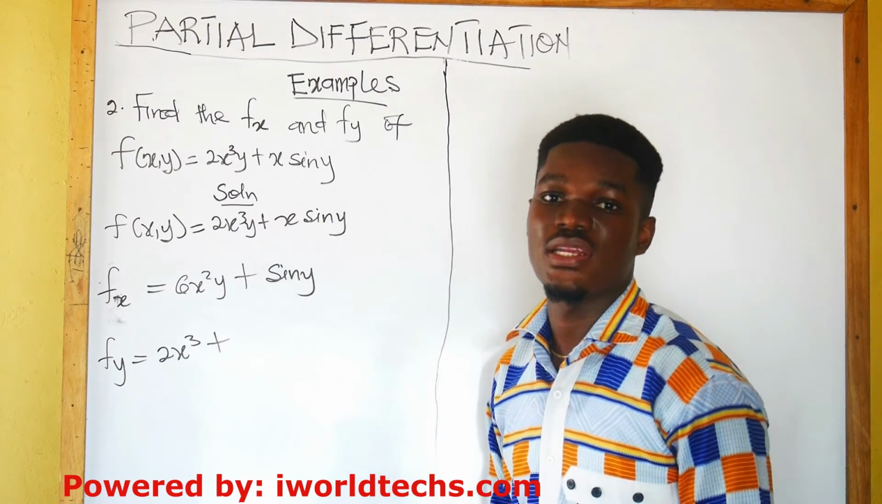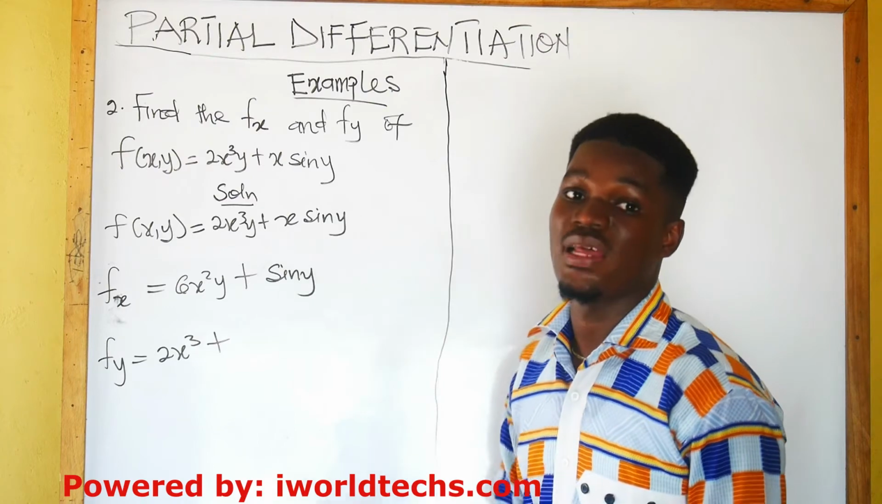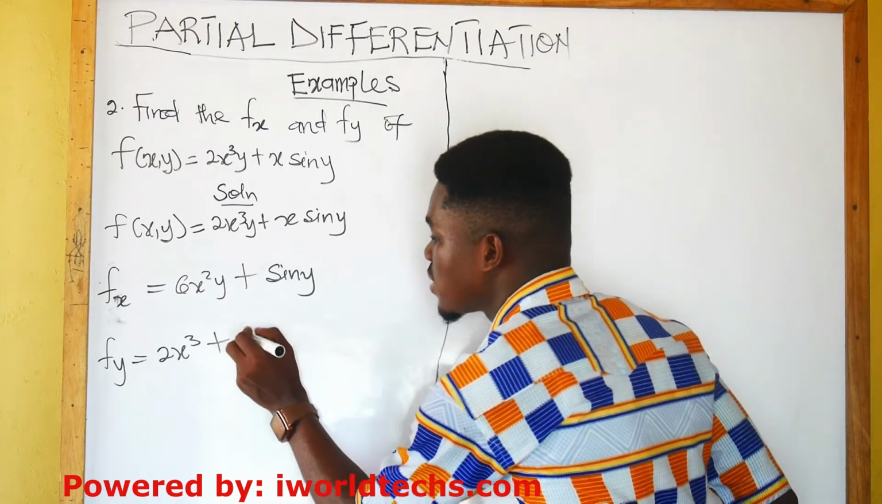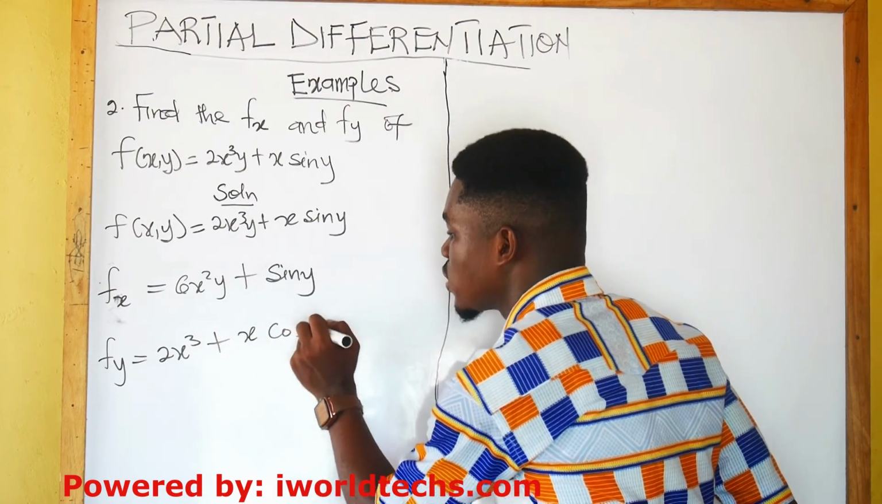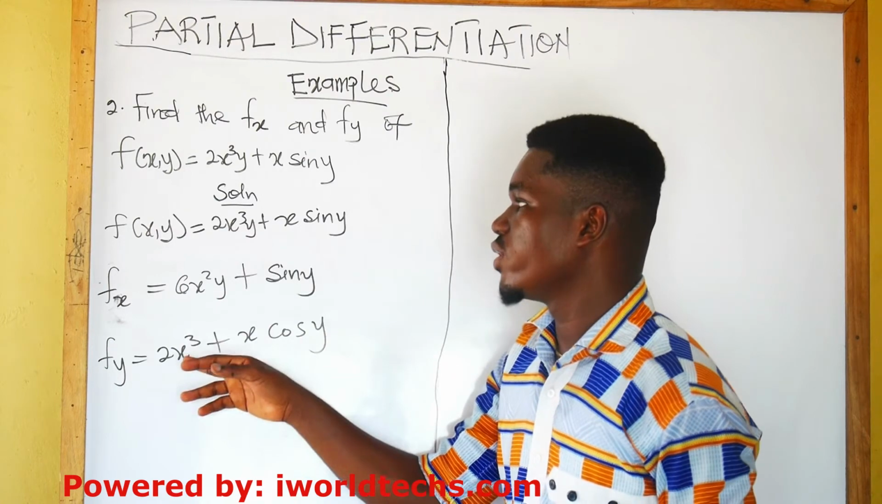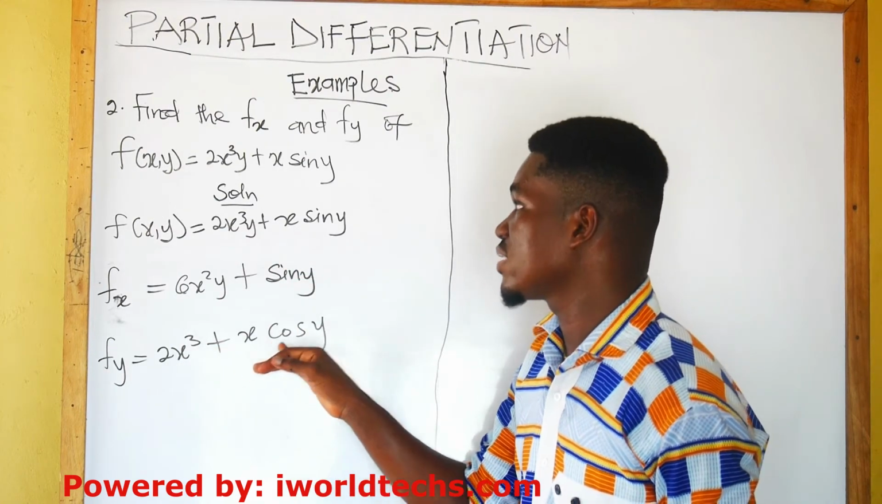When you find the partial derivative of sine y with respect to y, you get cos of y. Then you multiply by x. That is the product rule. So this is the same as x cos y. So the partial derivative of this function with respect to y is given by 2x cubed plus x cos y.